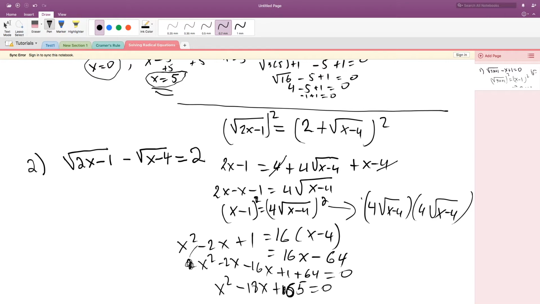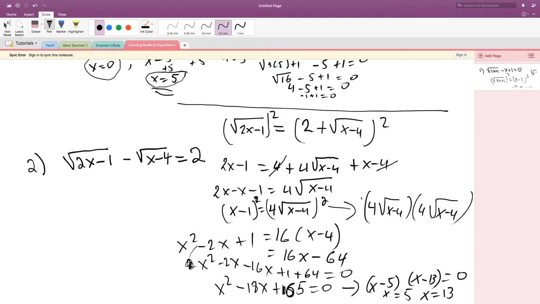Alright, so let's factor this. Now here I have to ask myself, two numbers that multiply to 65 and add up to negative 18, and if you do, you get minus 5 and minus 13. So x minus 5, x minus 13, all that equal to 0, so x equals 5 and x equals 13. So these are the two possible numbers.